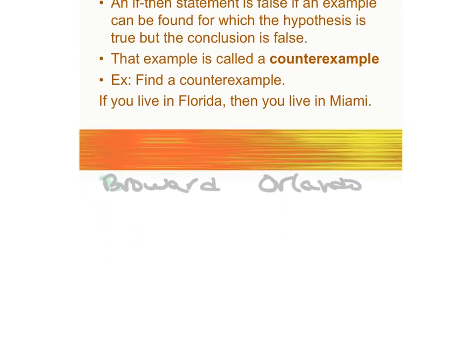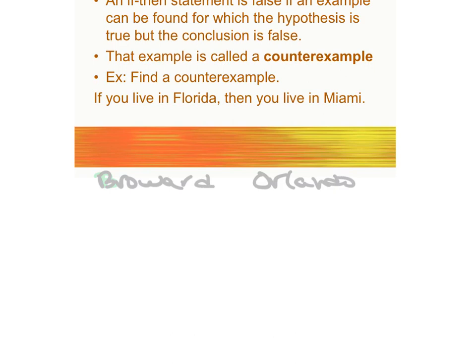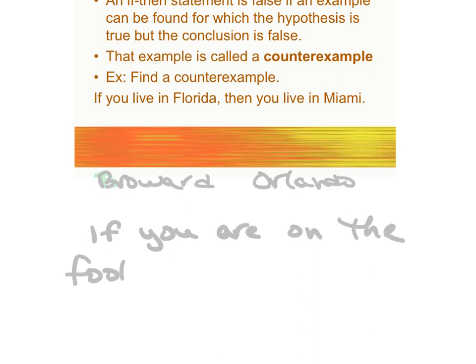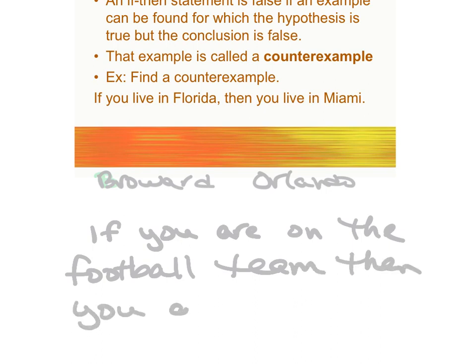Let's say we said, if you are on the football team, then you are the quarterback. Is that a true statement? No. Okay. Can someone give me a counterexample?